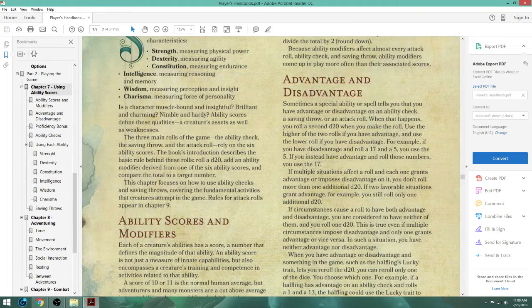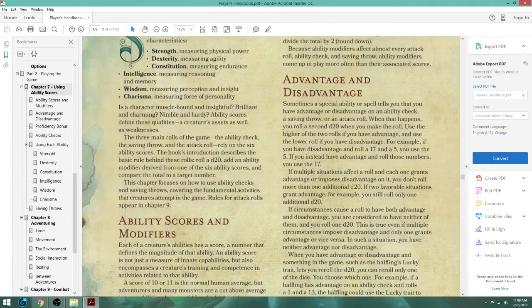Now, disadvantage, that's a little bit harder to swallow. So if you're talking to a merchant and just being like, "Hey, I would like to buy this." "Well, that'd be 30 gold." "Wait a second. Can you bring it down just a bit?" At that point, you would roll with disadvantage because you did such a poor job haggling, you kind of bombed it. So at that point, you would have disadvantage.